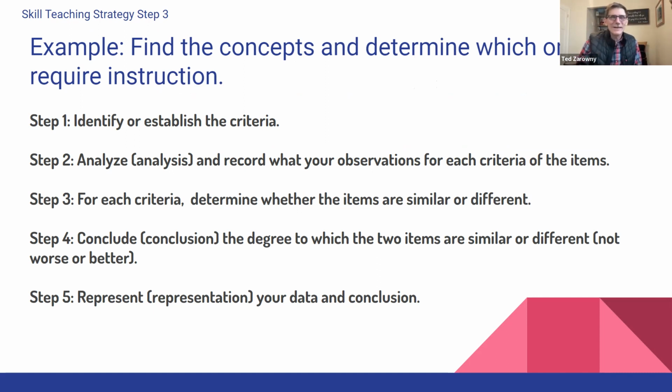Then once you've got the criteria, you take a look at the two objects, you analyze them, you examine the two ideas, you're exploring them and recording what your observations are, what you see for each criteria for each item. So if color was a criteria, we'd explore the apple, analyze the apple and say it's red, and analyze the orange and say it's orange, right? And then step 3, for each criteria, determine whether they're similar or different. Well, when it comes to color, an apple is red, an orange is orange, there's a difference. And then finally, once you go through all the criteria and analyze everything and gather your data, you're going to have a lot of similarities and differences.